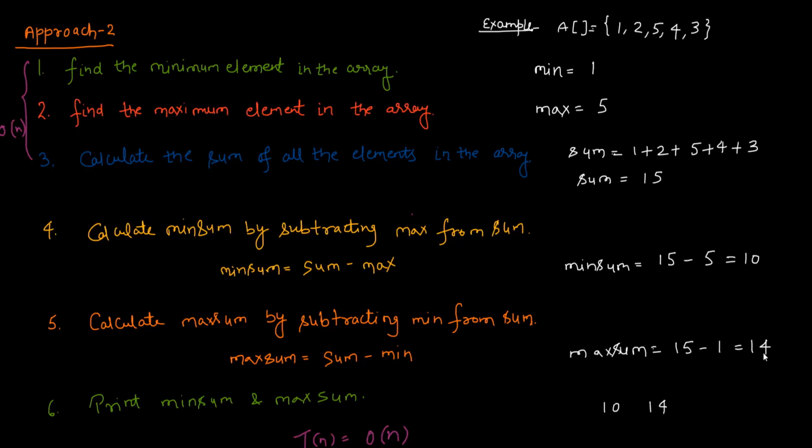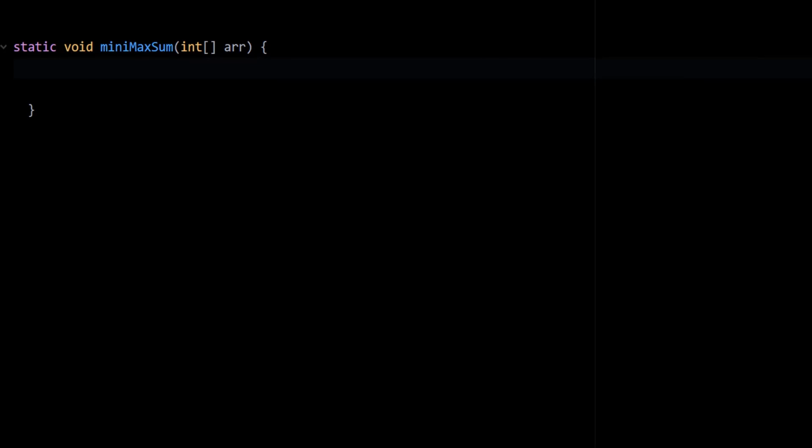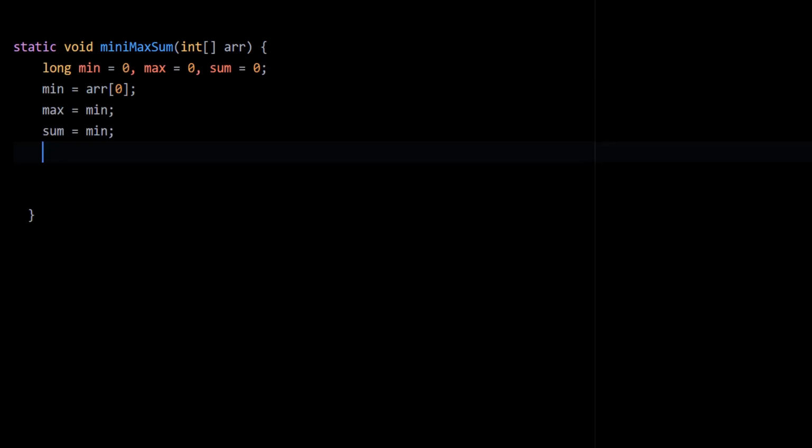So now we will implement the solution guys. Let's have a look. We will have a method called min max sum, and the input will be an array. Here we will take long variables, as we already discussed that we have to take a long data type over here. Otherwise, if we take int data type, it will exceed the maximum range.